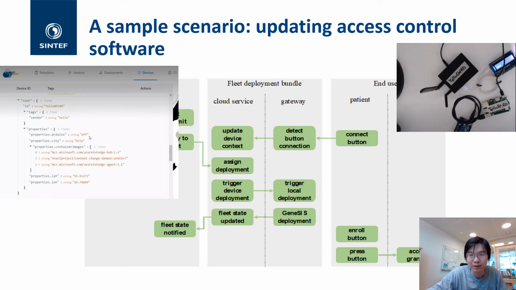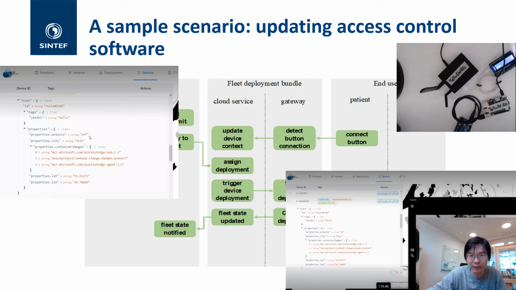In this example, we have selected two devices, one with a button and one without. When the two devices are online, the deployment engine on the devices will contact the central node to see what version of the software has to be deployed and trigger the deployment processes. And in the end, you will see that only the devices with the button are updated.